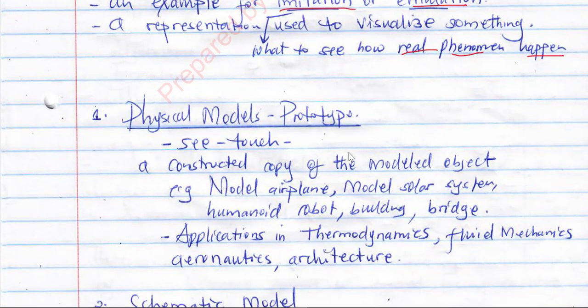Now we have physical modeling. We sometimes call it the prototype. These are something that you can see or touch. This mostly is like you are doing a model of something that can be touched.